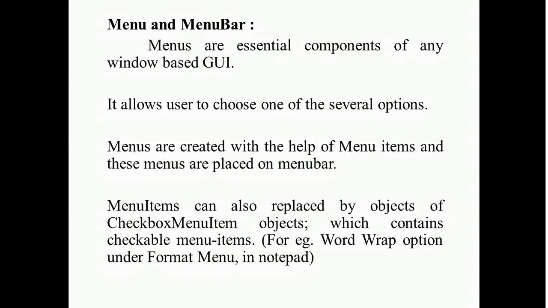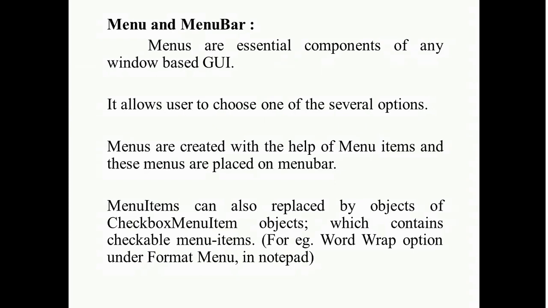Usually, menu bar object contains different menus and each menu object contains list of menu items. Menu items object represents something that can be selected by the user to perform a certain task. Menu item can also be replaced by the checkbox menu item object, which contains checkable menu items. For example, word wrap option under the format menu in Notepad.